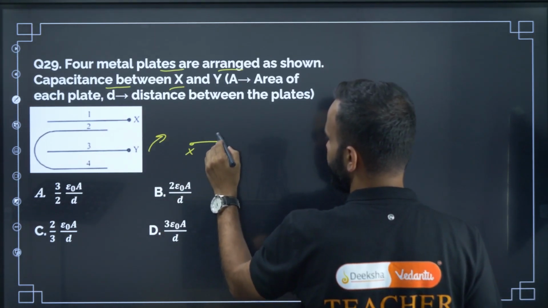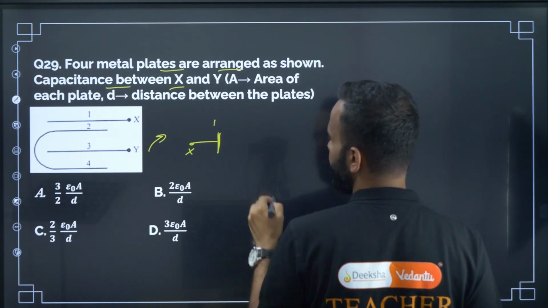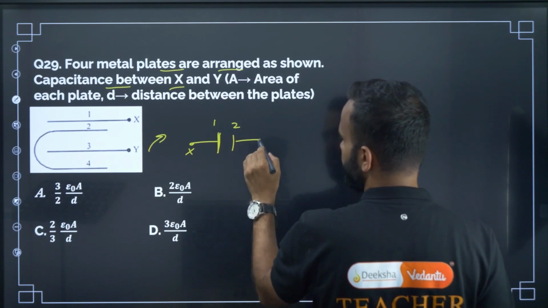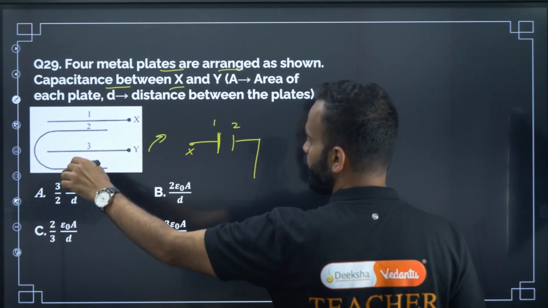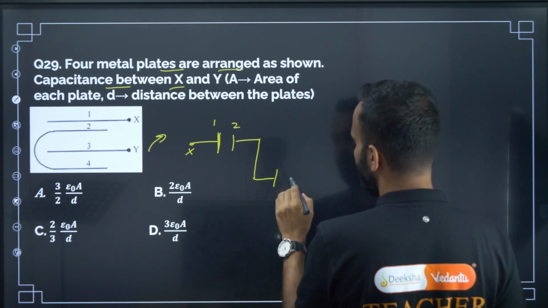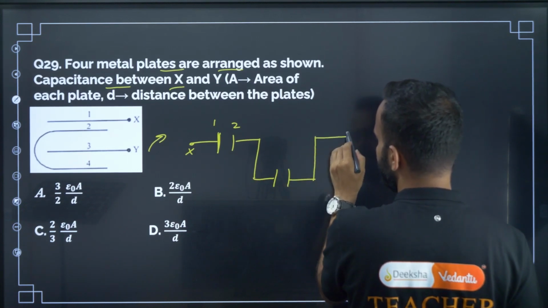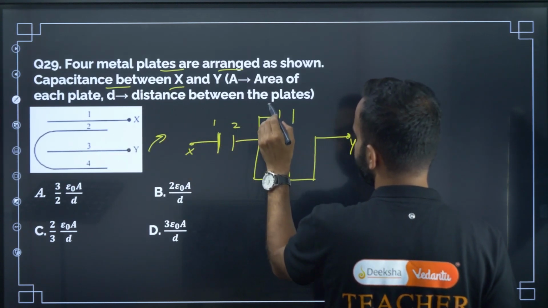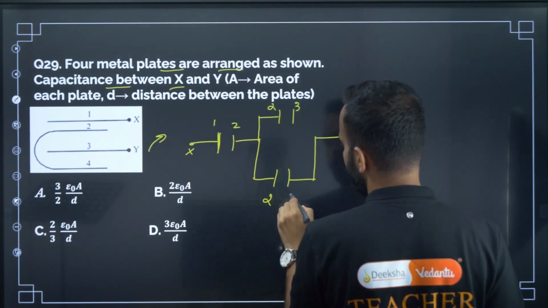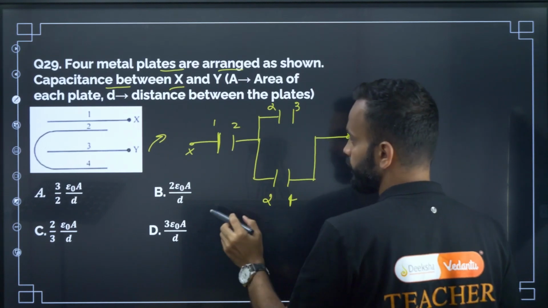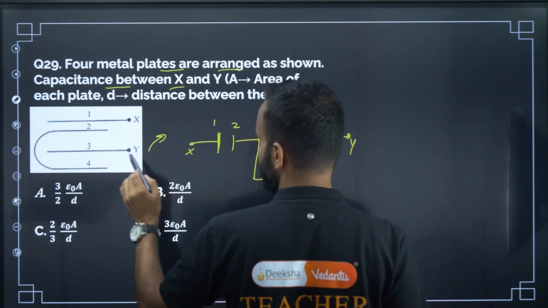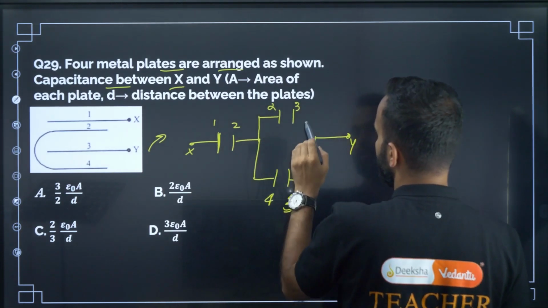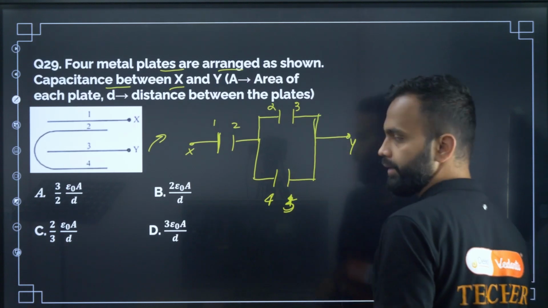Here this is X, connected to plate 1. Plate 1 is in front of 2. Then 2 is connected to 4, and 4 is in front of 3. 3 is connected to Y, and 2 is in front of 3. Now 3 is connected to Y here.